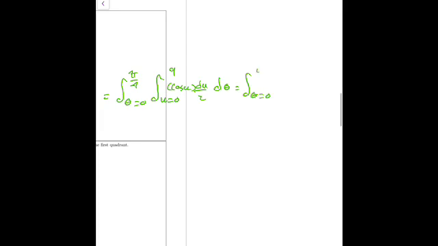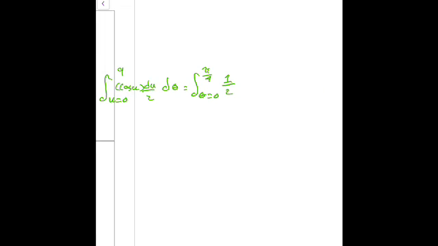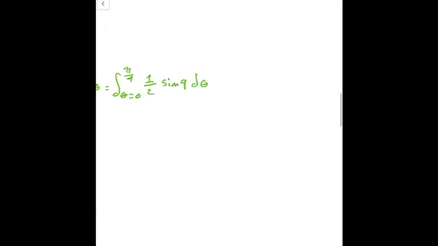This is equal to the integral from theta equals 0 to pi over 4. There's the 1/2 from the inner integral. The antiderivative of cosine u is sine u. So this is going to be sine of 9 minus sine of 0, so just sine of 9, d theta. And this is pi over 8 sine of 9.